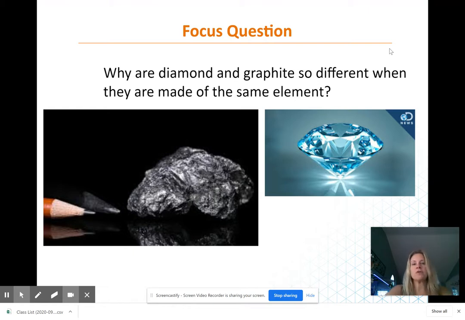So if we think about this question, why are diamond and graphite so different? They're both made out of carbon, but they look drastically different. Graphite you use in your pencil. Diamond is a really expensive gemstone. The difference is that their chemical bonds, the way that they're formed, are different. Graphite, for example, is more loosely bound, whereas a diamond is more tightly compact and it's formed by heat and pressure. So that's the main difference.